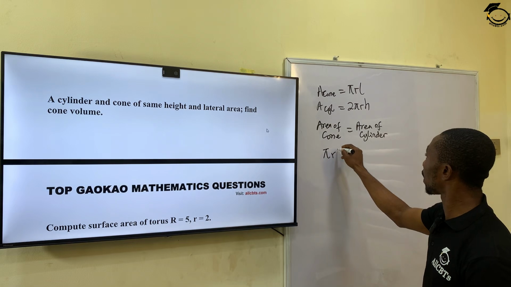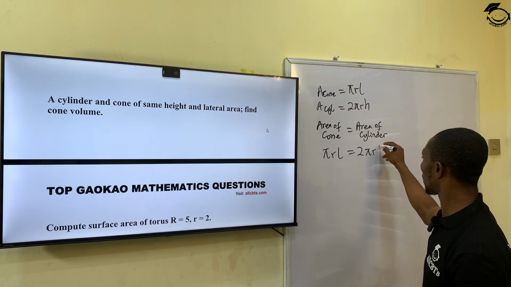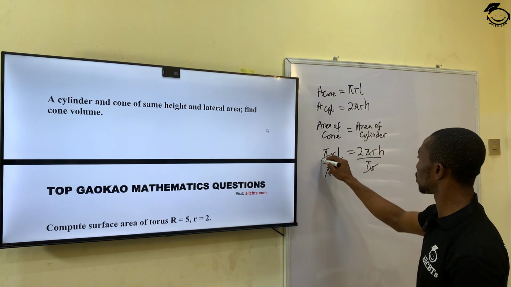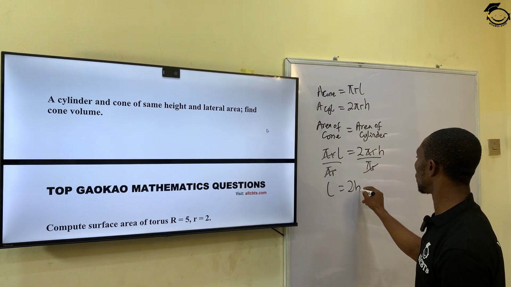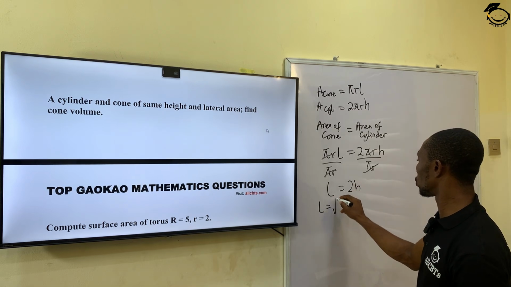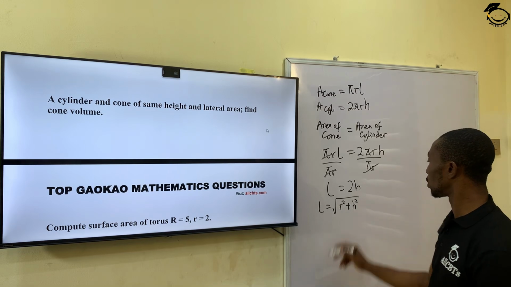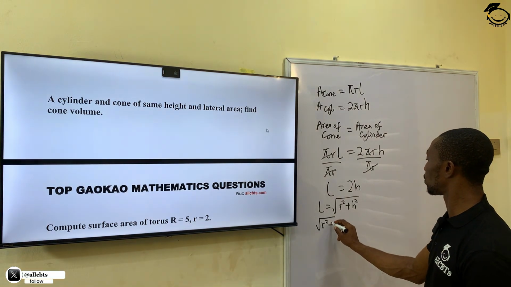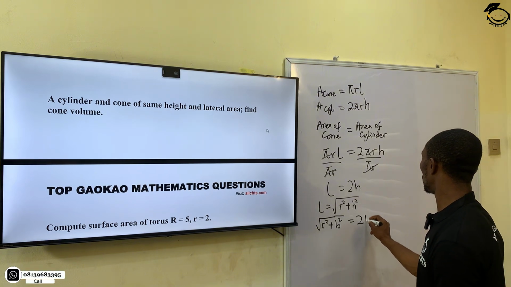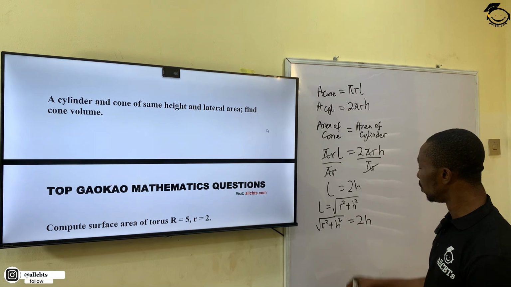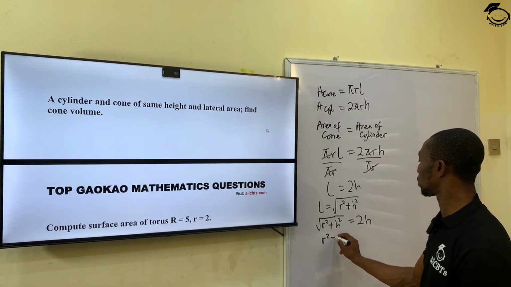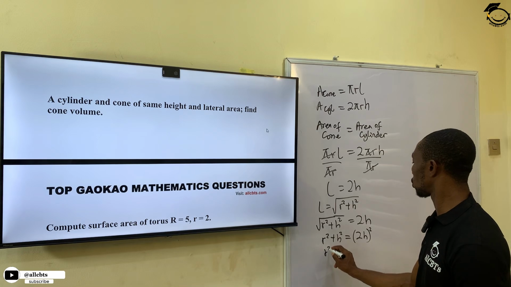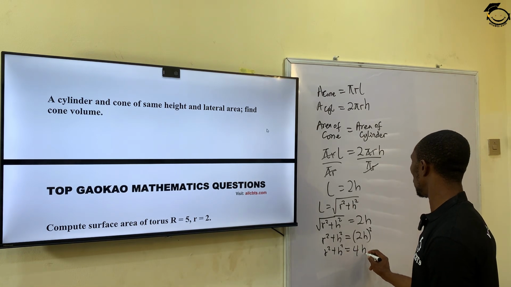This is pi RL equals 2 pi RH. Dividing both sides by pi R, this will cancel this, leaving us with L equals 2H. But we know that L equals root R squared plus H squared. Now substituting this, we have root R squared plus H squared equals 2H. If we square, this becomes R squared plus H squared equals 2H all squared, which is R squared plus H squared equals 4H squared.